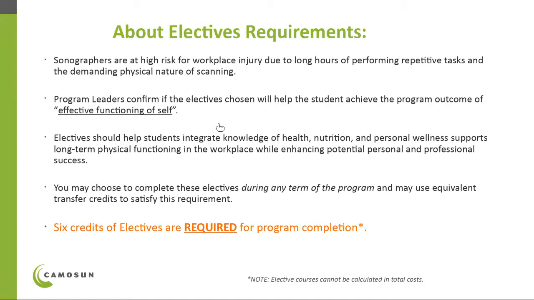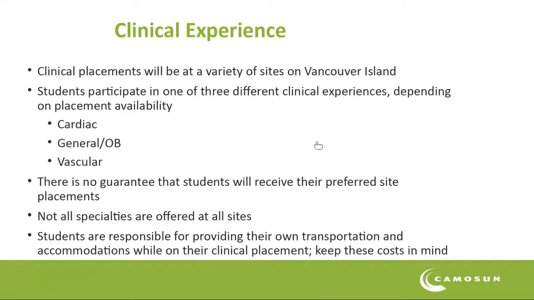You can do them in any term that you want, but you must have 6 credits on record with Camosun before you graduate. We teach you some pathology and anatomy, and what we're asking you to do is typically electives and things other than the core courses.